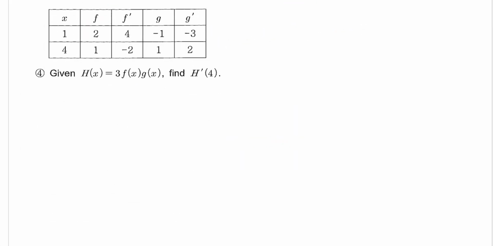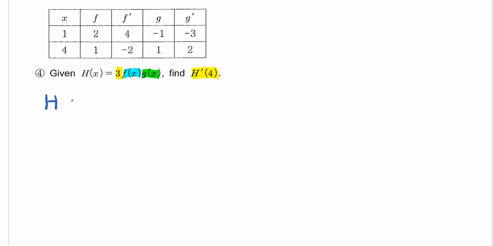Question number 4. All right, let's move on to question number 4 now. And for question number 4, I noticed that there's a constant right here, a 3, but we're still multiplying f of x times g of x, and I need to find h prime of 4 this time. So let's go ahead and find the derivative now.